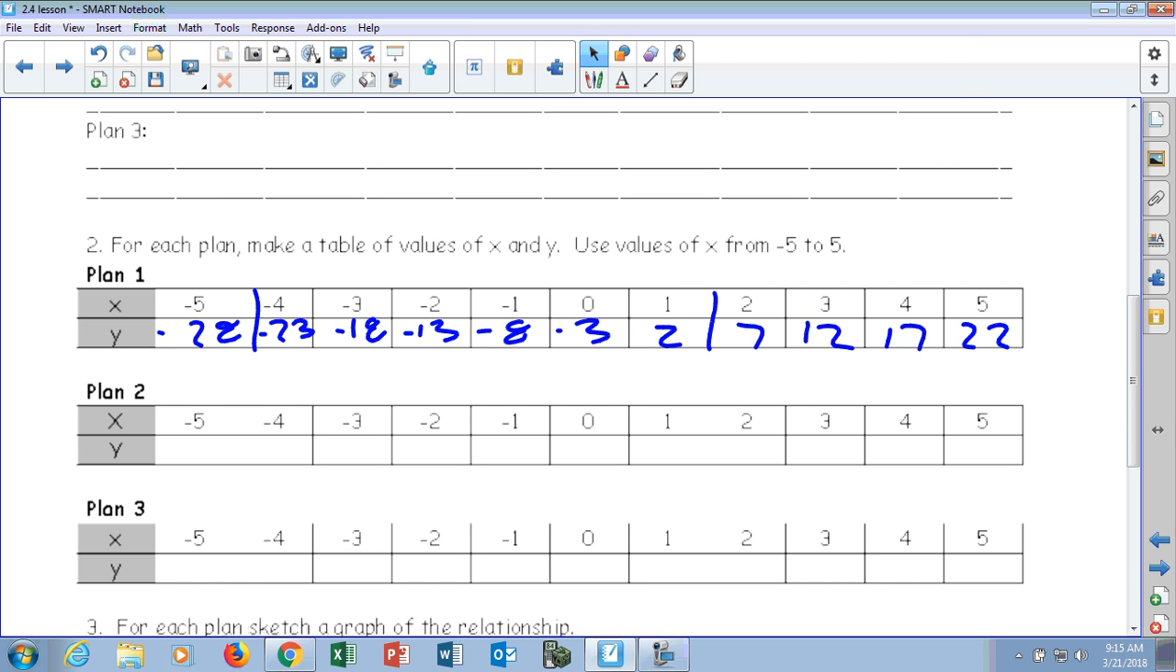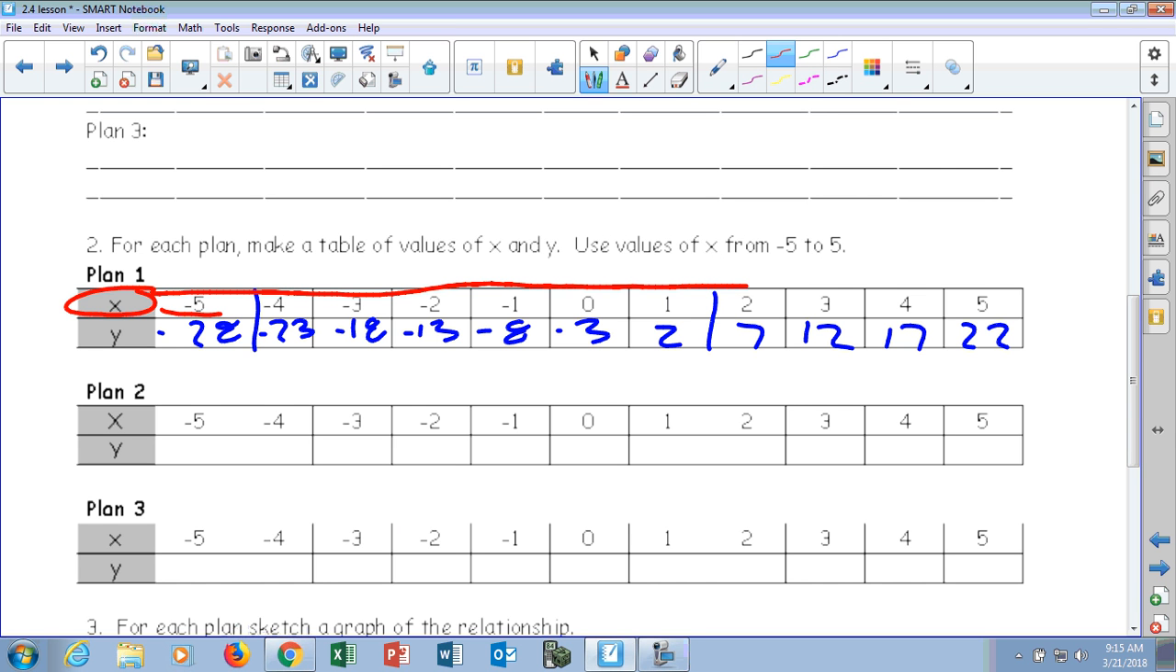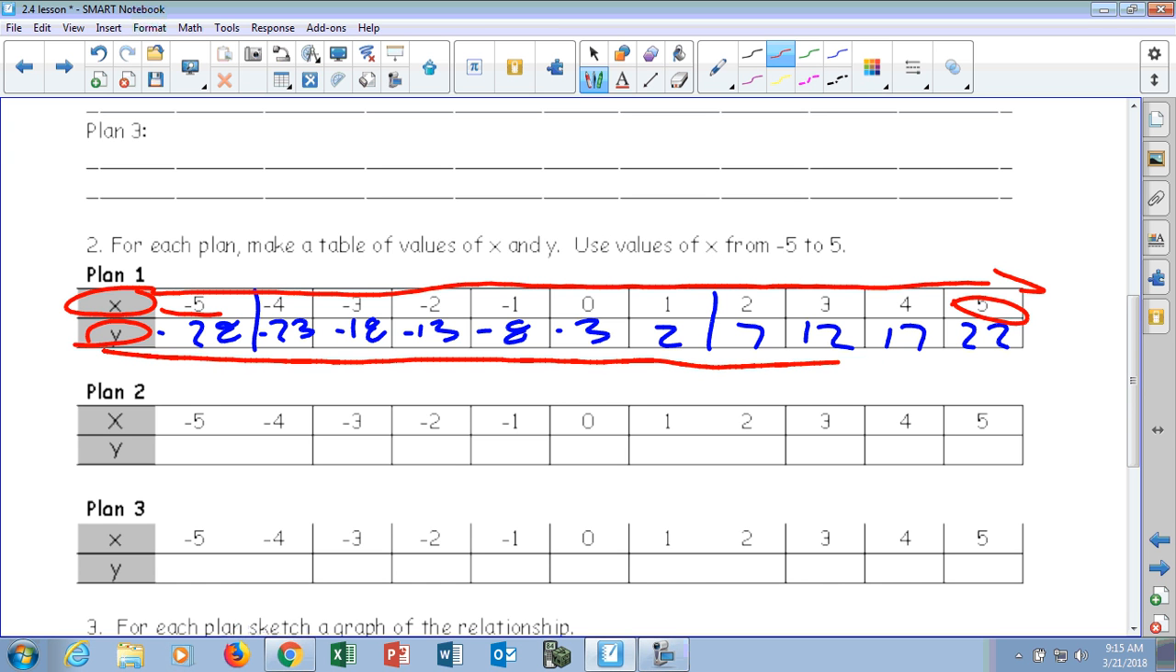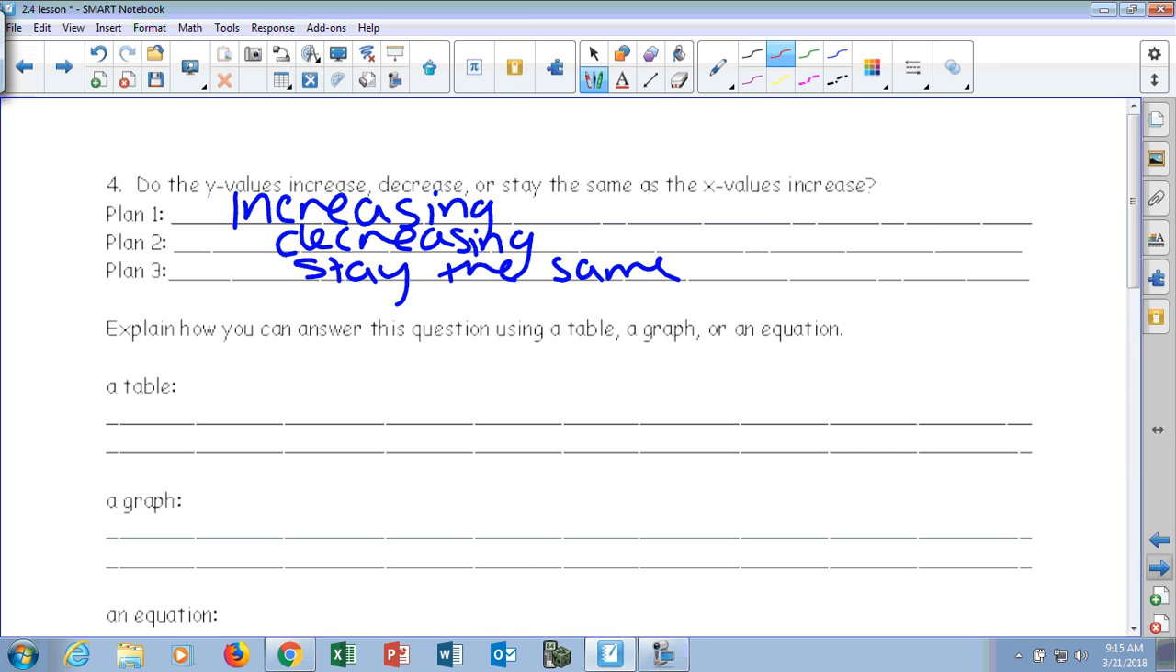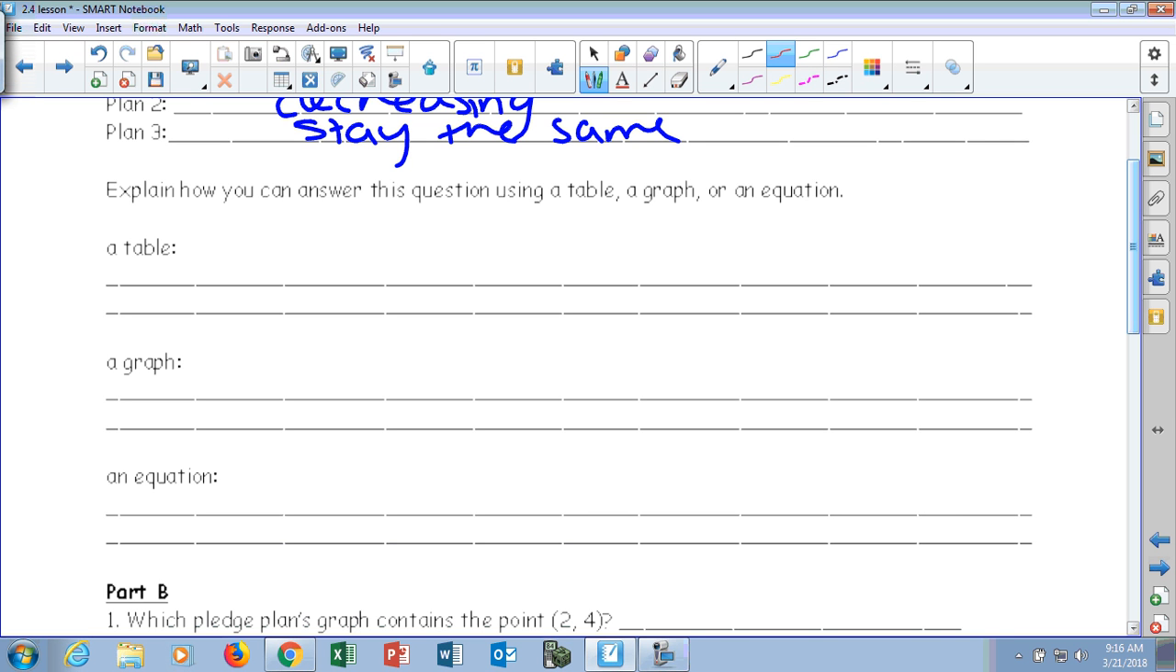Well, they said as my x is increasing. Here's my x, and here's a negative. If I look, it's going to a positive, so it's increasing. What is my y doing as it goes right? We can see that it's increasing also because we started at a negative 28, and we ended at a positive 22. So, to explain this in a table, we can say that as the x values increase, I'll do an upwards arrow for increasing.